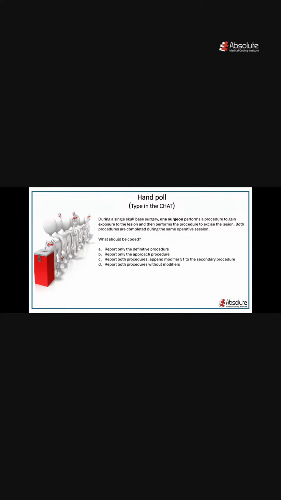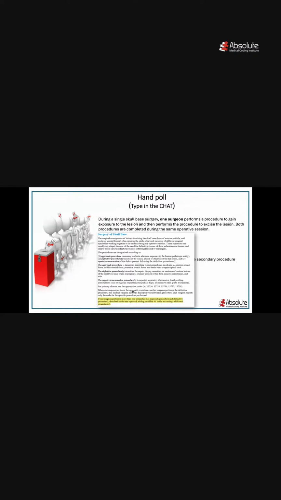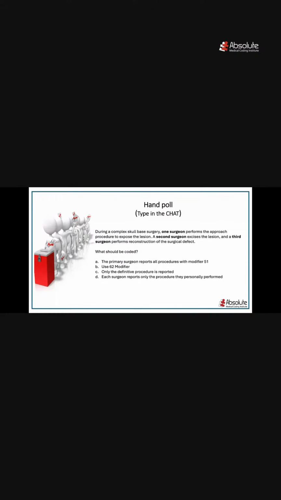All right, great answers. So let me quickly show you the answers. Yes, it is option C. Report both procedures and append 51 modifier to the secondary procedure. And here we go. Here is your guideline that you have to refer to. And let's move on to the next one.